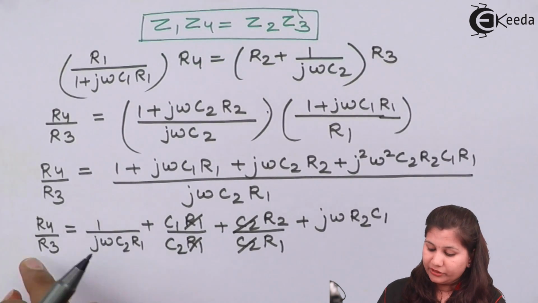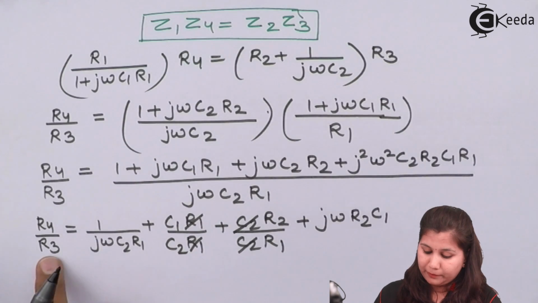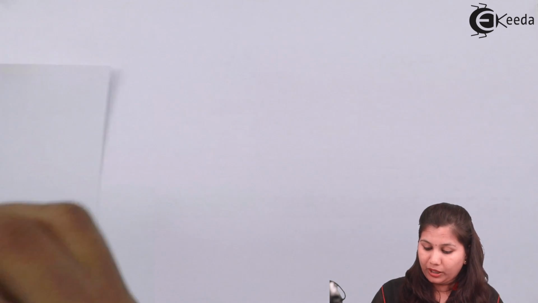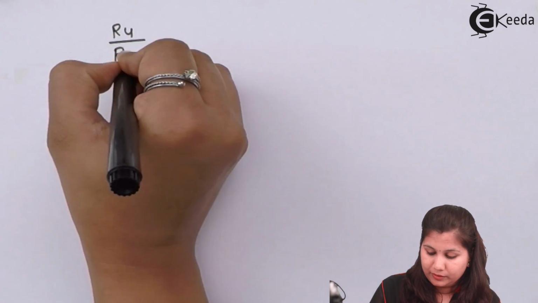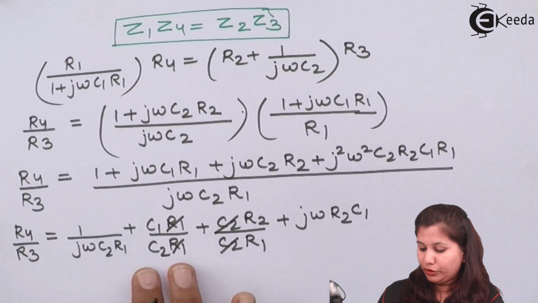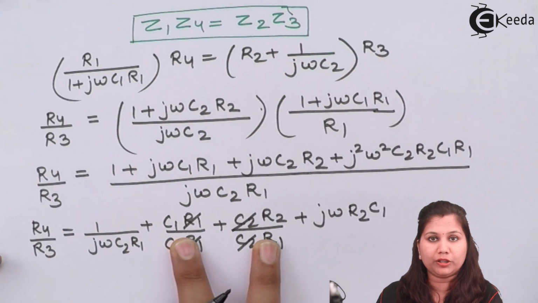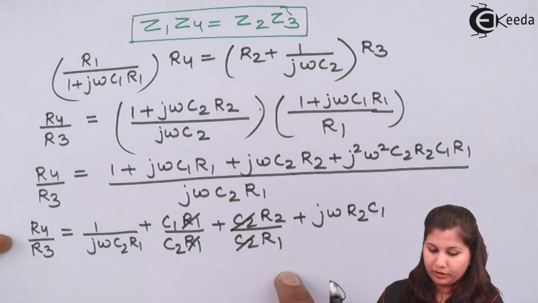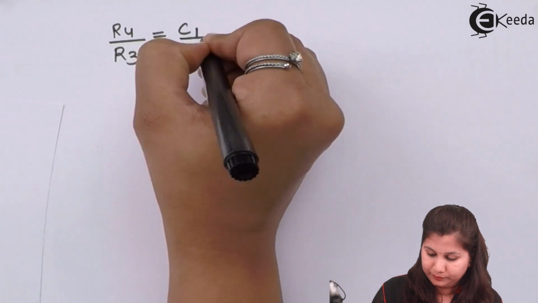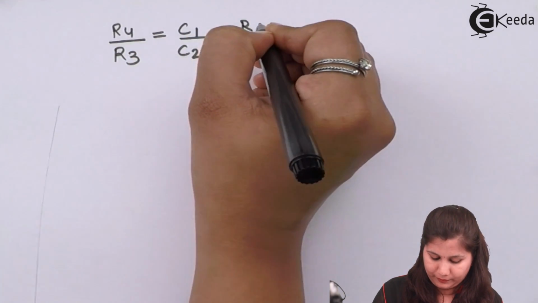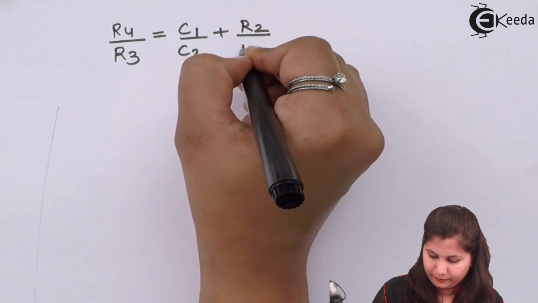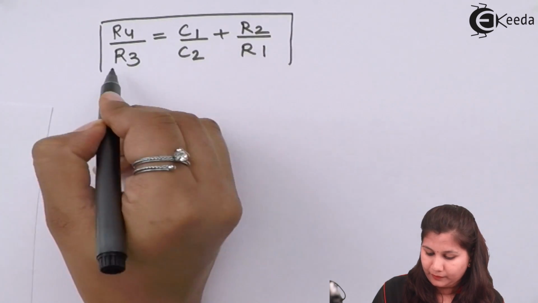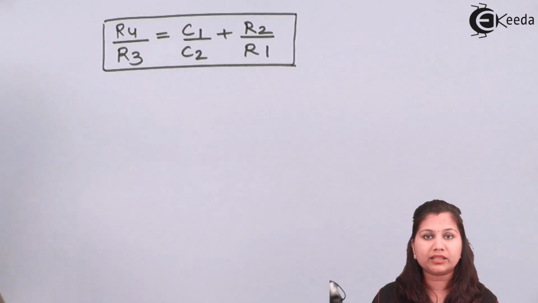Now equating the real and the imaginary parts. Real parts are those which do not have the j omega term in them, so R4 upon R3 on the left hand side is equal to, on the right hand side, these two terms in which no j omega is present, so C1 upon C2 plus R2 upon R1. This equation was obtained by equating the real parts.